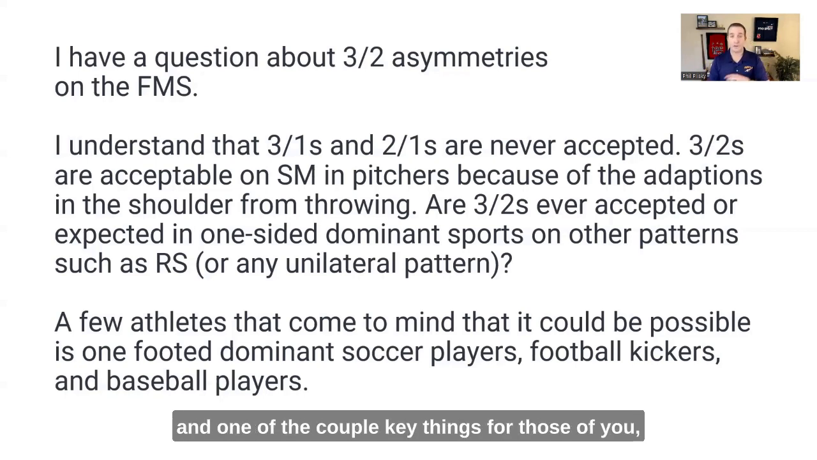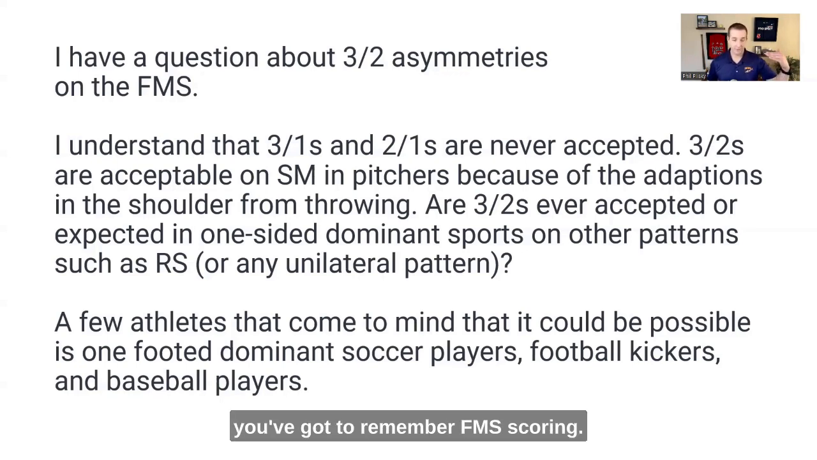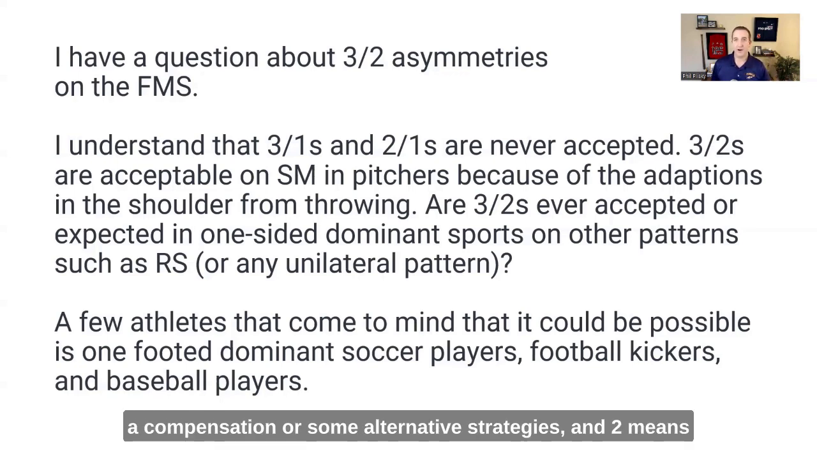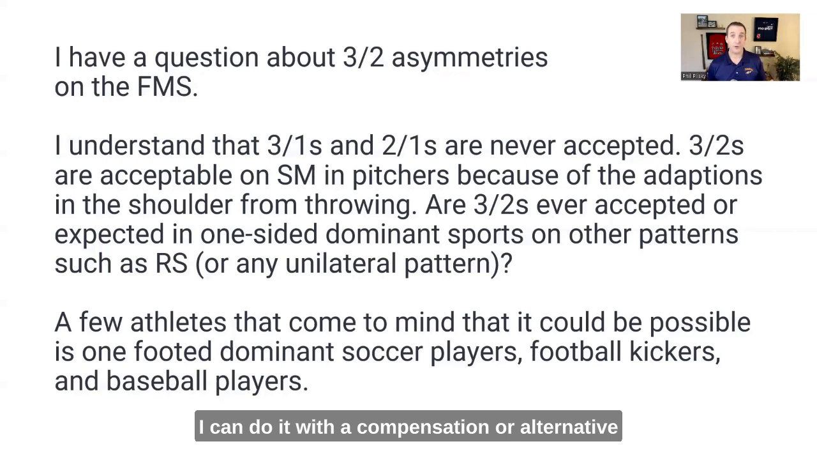One of the key things for those of you to remember is FMS scoring. Remember, 0 means I have pain with it. That's never acceptable to have pain. We know pain probably means you already have an injury, but it's certainly a robust injury risk prediction factor. 1 means I can't even do a movement with a compensation or some alternative strategies. And 2 means I can do it with a compensation or alternative strategies. And 3 means I can do it perfectly.